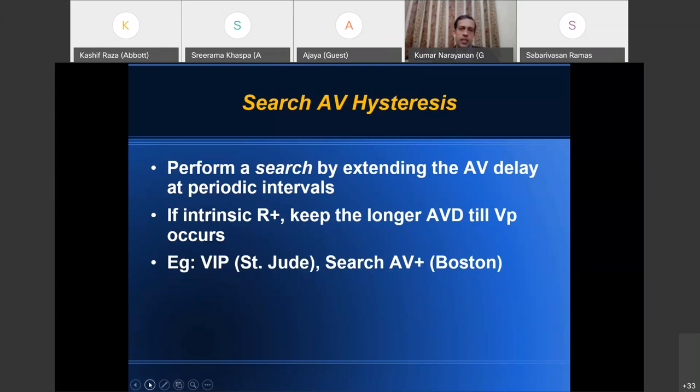So basically, AV hysteresis and search AV hysteresis rely on extending AV delays to search for intrinsic conduction and therefore avoid ventricular pacing whenever possible.